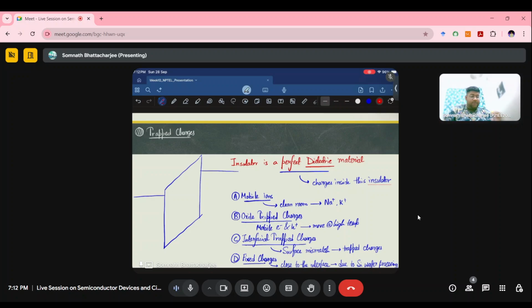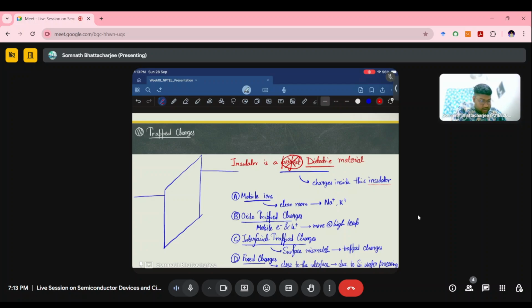So these kind of trap charges and ions create a very small amount of current inside this insulator, and based on that, there can be a leakage of current, a very small amount of current, which makes this insulator not a perfect dielectric. So it is not a perfect dielectric.